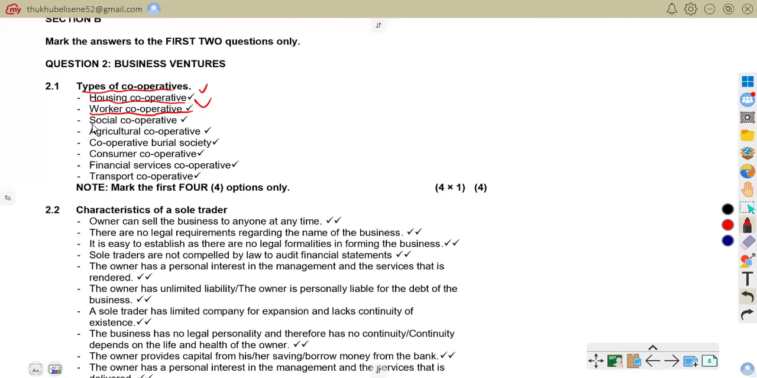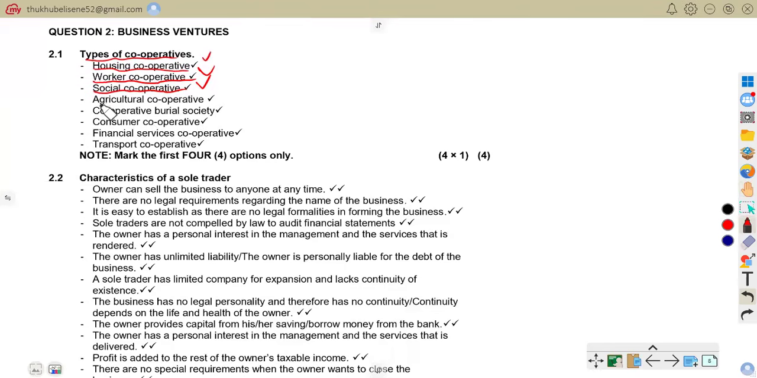Now it further says social cooperative. A social cooperative aims to serve community or social needs such as helping the elderly or disabled. For example, an organization that provides home care services for senior citizens. That is how easy it is. Let us move on.